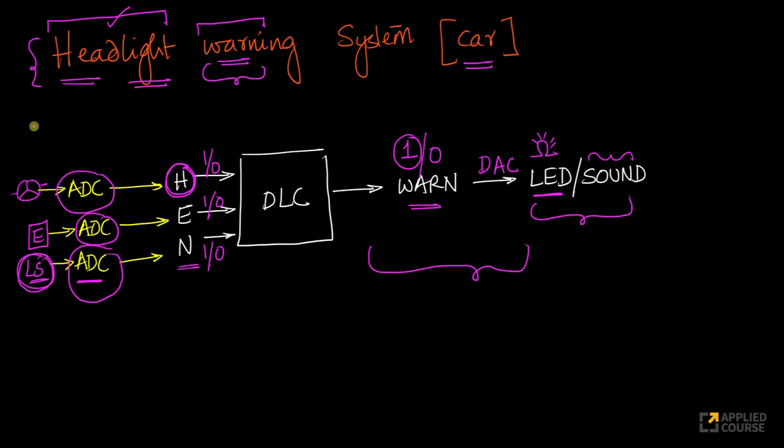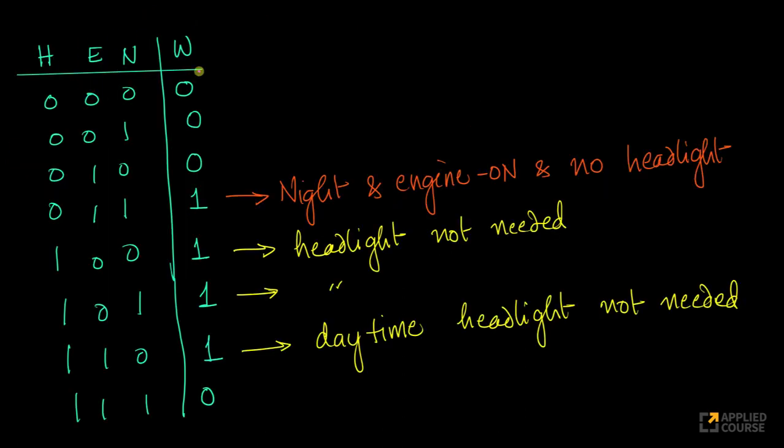So if you look at it again, we will not bother about the A to D circuitry part in this course, or the D to A circuitry part. We mostly care about the middle part, which is the DLC circuit, the inputs and the output. So we have 3 inputs now and 1 output. Now let's draw the truth table. That's what we learned in the previous video, right?